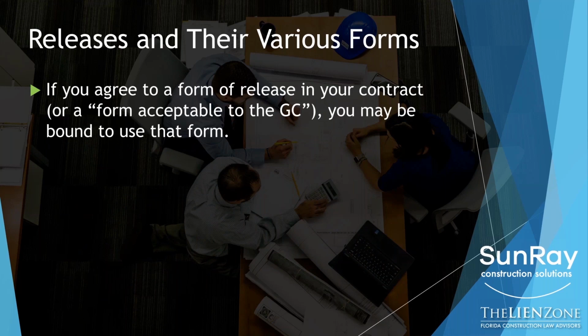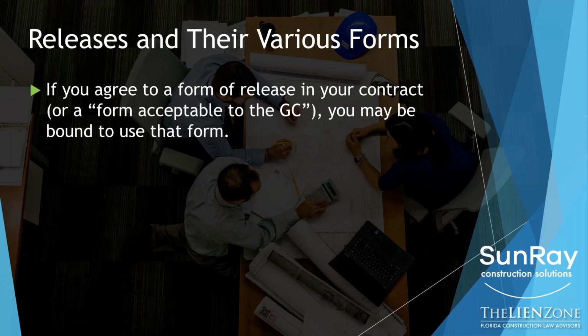So if you agree to a form of a release in your contract, or the contract says something like you agree to sign a form that we may give you later, a form that's acceptable to us, then you may be bound to use that form later. So understand that when you negotiate your contract with an owner or contractor, or even as a sub with a sub, the form of release that's attached as an exhibit to the contract, you need to look at that as well. So not only the terms and conditions, not only the scope of work, but all of the exhibits, which include the release forms.